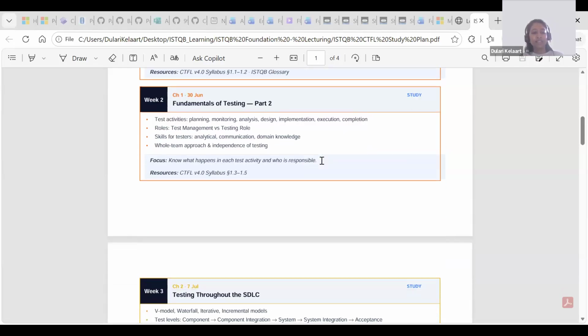And the chapter 2 will be having the test management, the roles, how to implement the test activities, like the test plan, basically the planning, monitoring, analysis and all of those, and the skills that you have to have as a tester. So this is something out from the syllabus. From my experience, in order to become a good QA engineer, you have to have patience, number one, and then great communication skills.